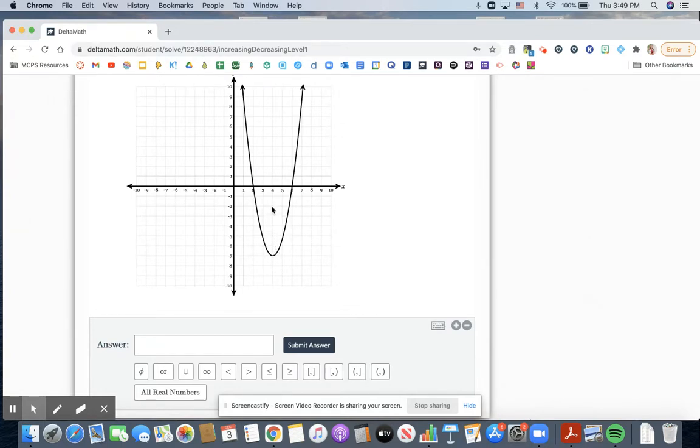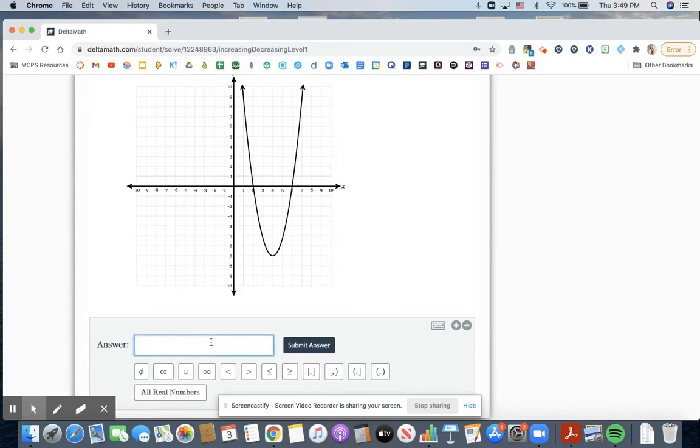So I go up to my x-axis and I see that it starts to increase when x is 4. Okay, now I need to think, well, when does it stop increasing? So it starts at 4 and it keeps going and going and going. Well, I see this arrow means it's going to keep increasing forever. So it's increasing for all of the numbers to the right of 4.